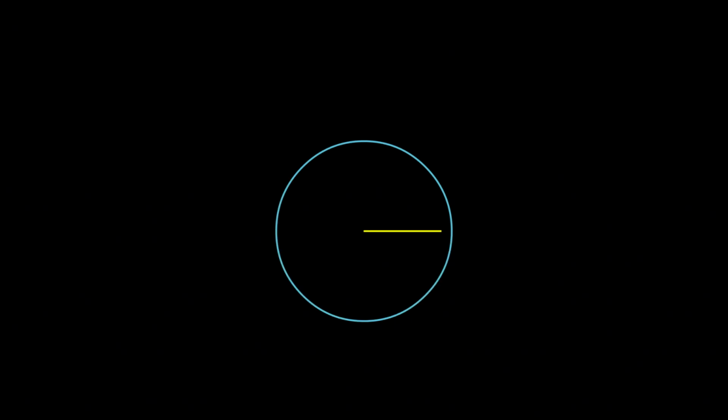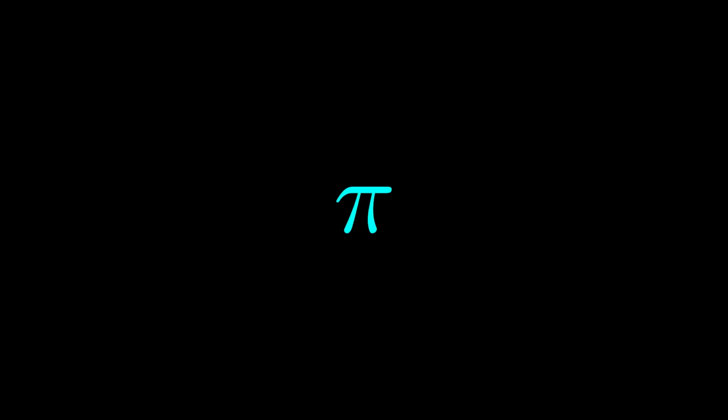Look here, if we know the radius of a circle, we can immediately calculate its area, since the area of a circle is equal to pi r squared. In this formula, pi plays a key role. But there comes a question.